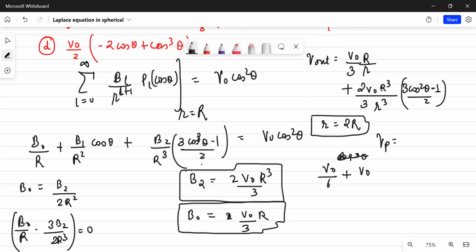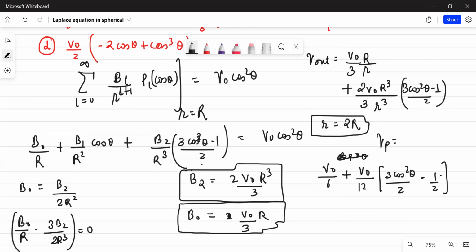Now what will we do? I'll place small r as 2r also, so that will be 8r cube. 2 will get cancelled, 4 12. So this will be V naught upon 12 here. R cube will get cancelled. Is that clear? V naught by 12, and then there will be 3 cos square theta by 2, and then that will be minus 1 by 2. So overall, I think this will be V0 by 12, V0 by 6 minus V0 by 24.